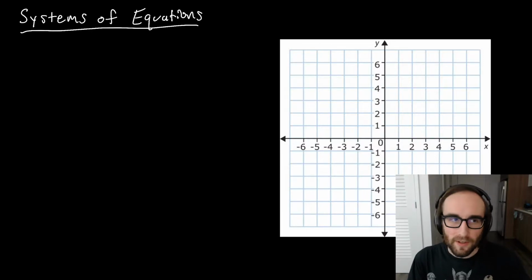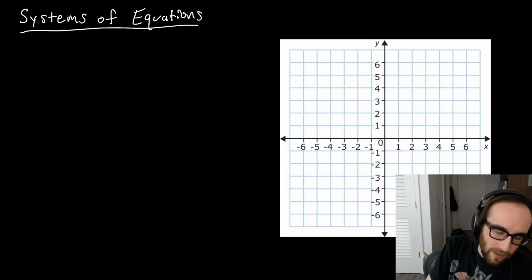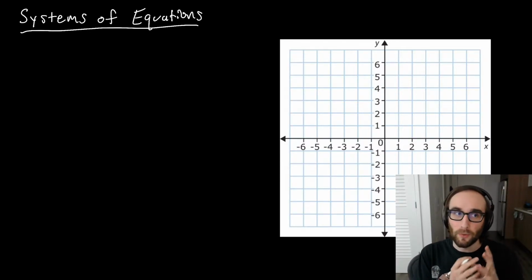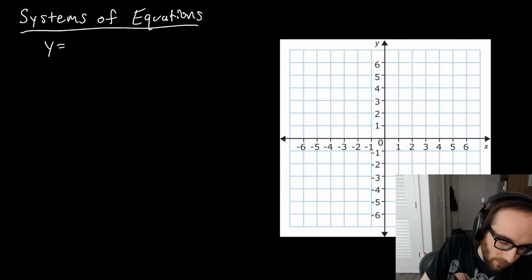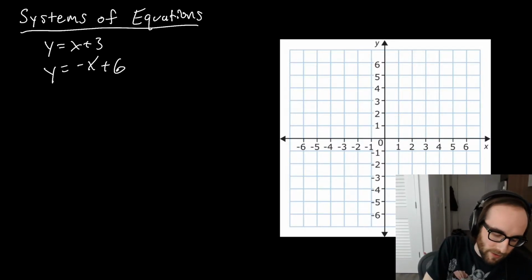Okay, so a system of equations just means a set of equations. For example, two equations. We might have y equals x plus 3 and y equals negative x plus 6, something like this. This is called a system of equations.